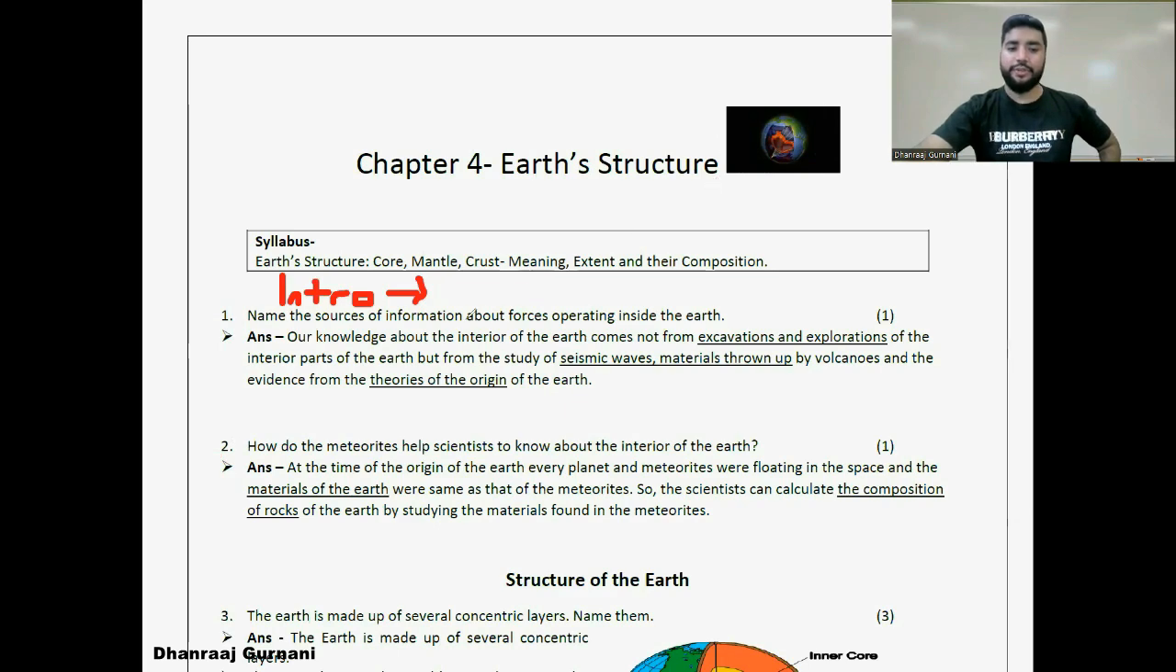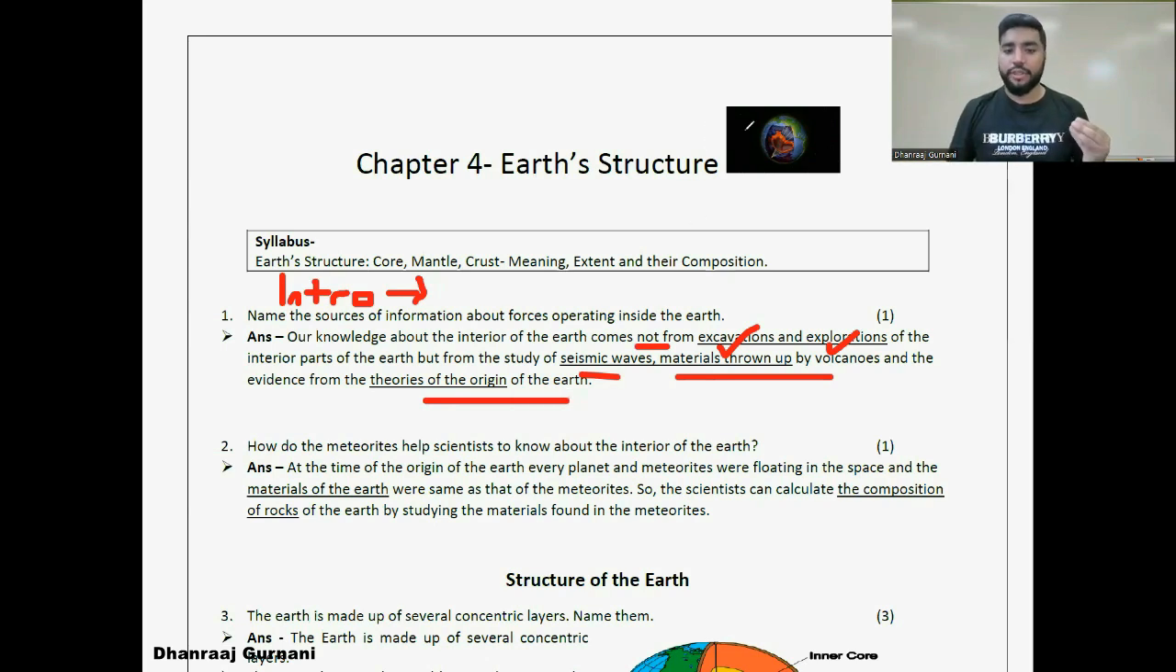The first question: name the sources of information about forces operating inside the earth. So, how do we come to know about what is happening inside the earth and what are the forces operating inside the earth? Our knowledge about the interiors of the earth does not come from excavations and explorations of the interior parts of the earth, but the study of seismic waves, materials thrown up by volcanoes, and the evidences from the theories of origin of the earth.